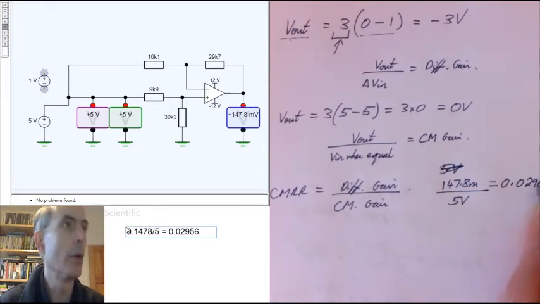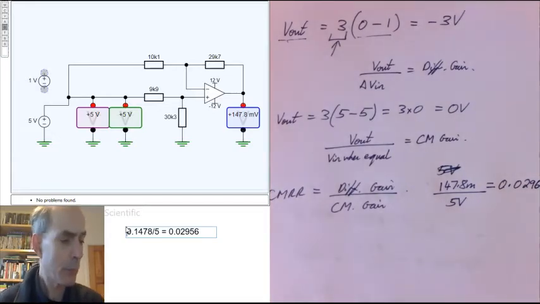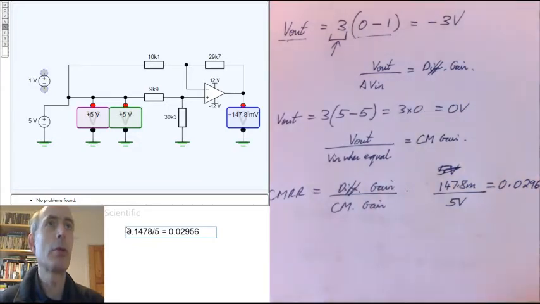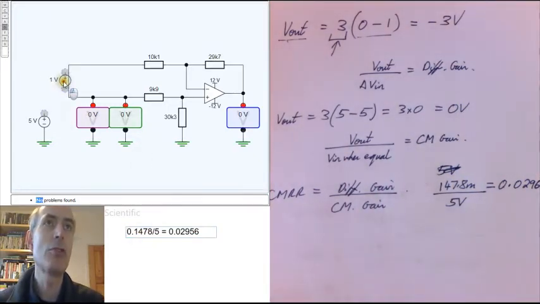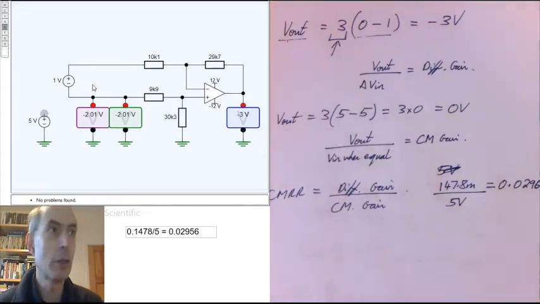I'll just call it 296 for now, because it fits on the screen. The real differential mode gain probably hasn't changed very much. We can just check it: put the 1 volt differential signal back in, and indeed 1 volt in is producing the minus 3 volts out, so our differential gain is still the 3 that we would expect.